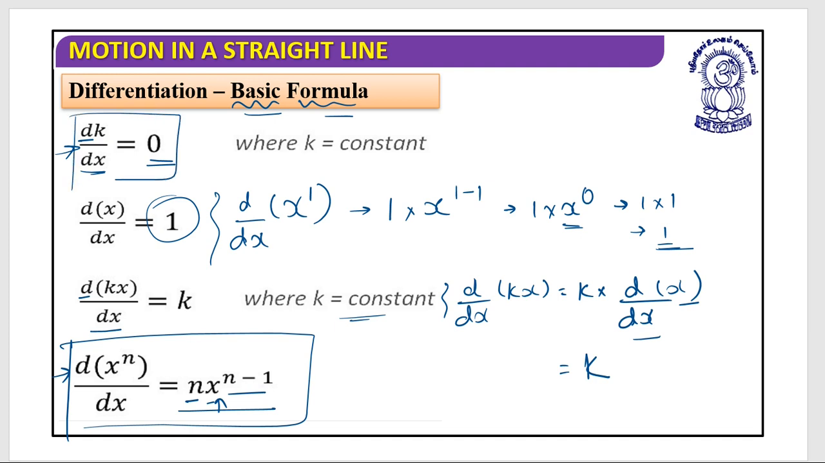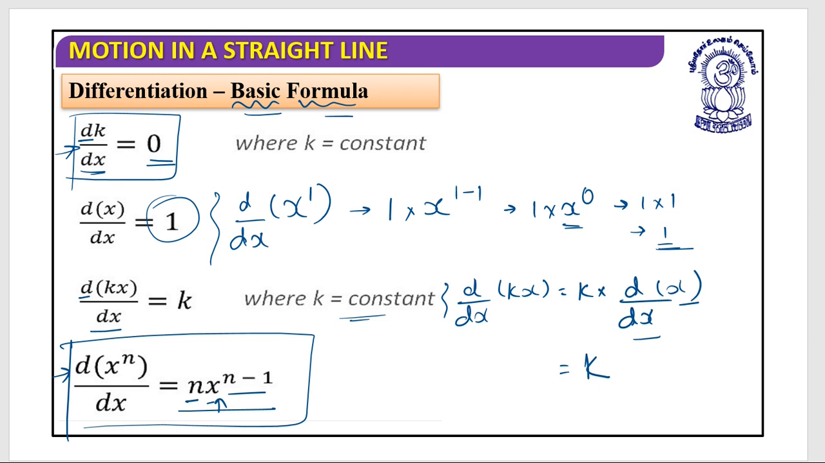When any constant is to be differentiated, the answer would be 0. And next, if a certain term has similarity with d by dx of x to the power n, then it would be n into x to the power n minus 1. Are you clear with this?